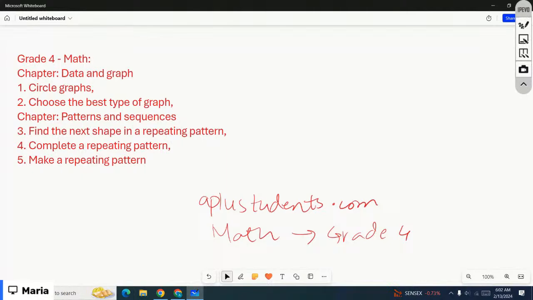We're going to start with the chapter data and graph. The lessons we're going to cover today are circle graphs and choose the best type of graph. Then we'll start the chapter patterns and sequences. The lessons from that chapter are find the next shape in repeating patterns, complete a repeating pattern, and make a repeating pattern. So first let's start with the chapter data and graphs. Let's see how we work on the circle graphs.